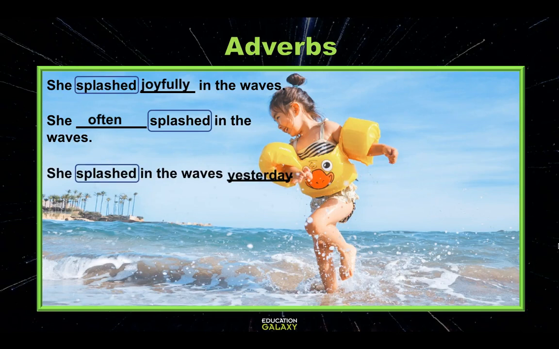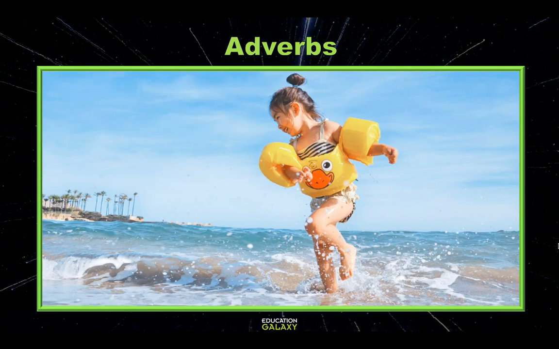These different positions of the adverb only work when you are modifying a verb. Keep that in mind because this doesn't work for the other two functions. Let's take a look at another example. She splashed joyfully in the cold waves. We still only have one verb, but this time we've added an adverb to modify splashed. How does she splash? Joyfully.